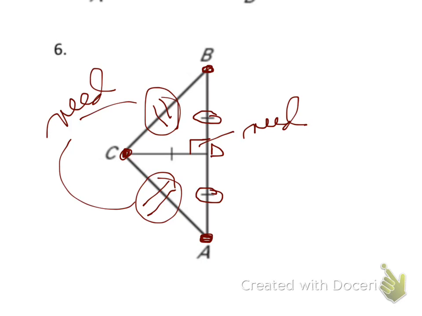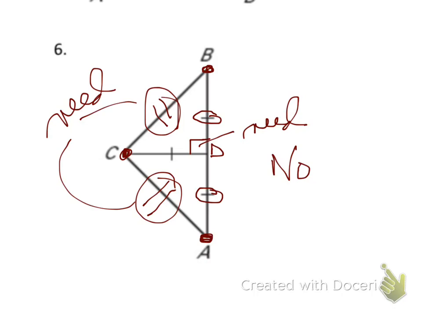I would need one or the other. Since I do not have either, I must conclude that no, I don't have enough evidence to state that C is on the perpendicular bisector. I can only state that C is on the bisector of BA. So the answer is no, and you need an explanation.